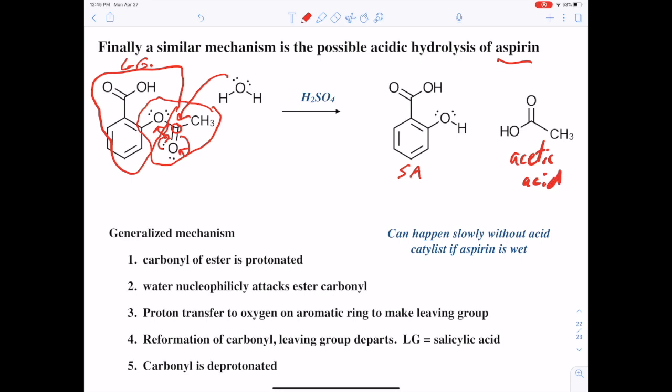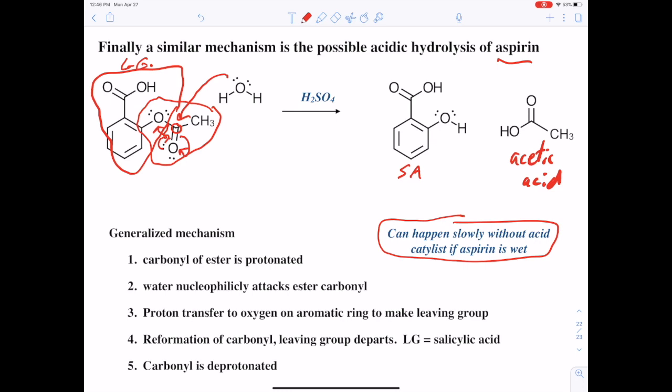So please note, this is not the reverse of the synthesis. Our synthesis is salicylic acid and acetic anhydride. This is not the reverse. We're not going back to salicylic acid and acetic anhydride. We're going to salicylic acid and acetic acid. So this can happen slowly, like if aspirin's sitting around and some moisture gets in it. It'll happen a lot faster with an acid catalyst because that makes the electrophile stronger, so the reaction goes faster. But it can still happen over time if aspirin has moisture in it.